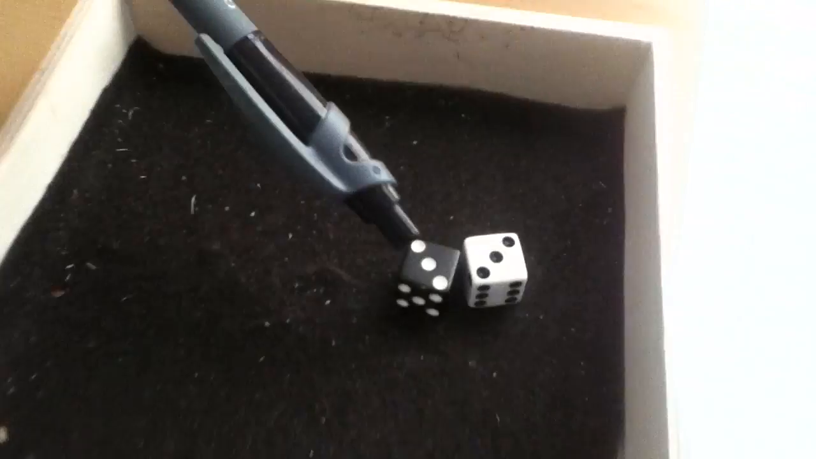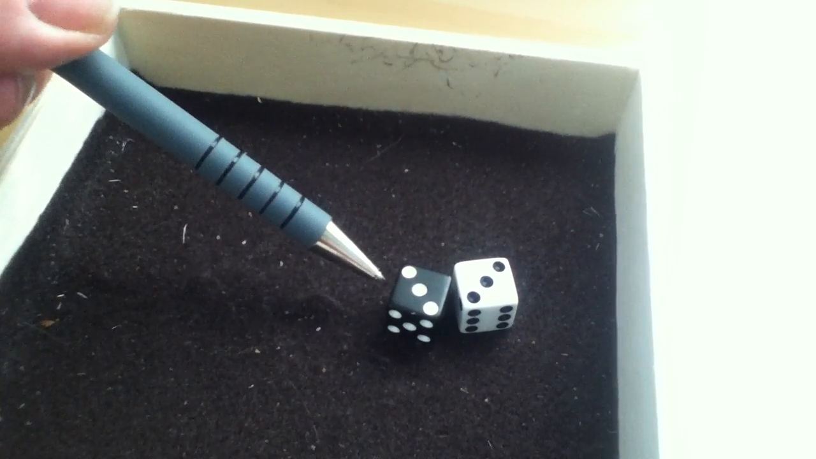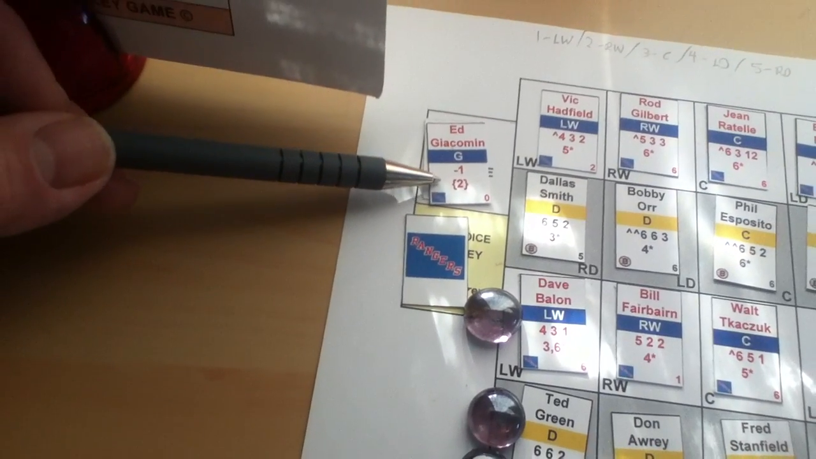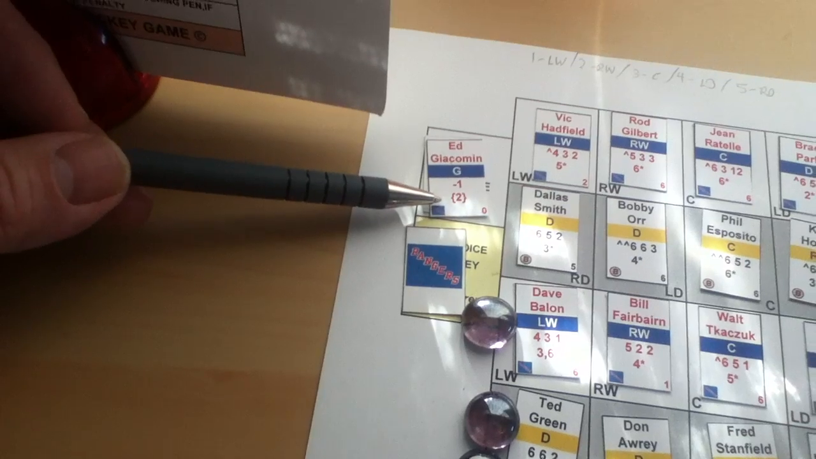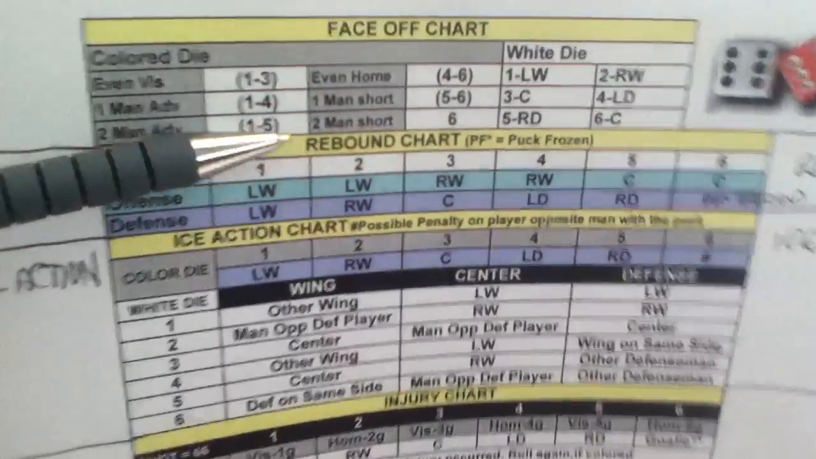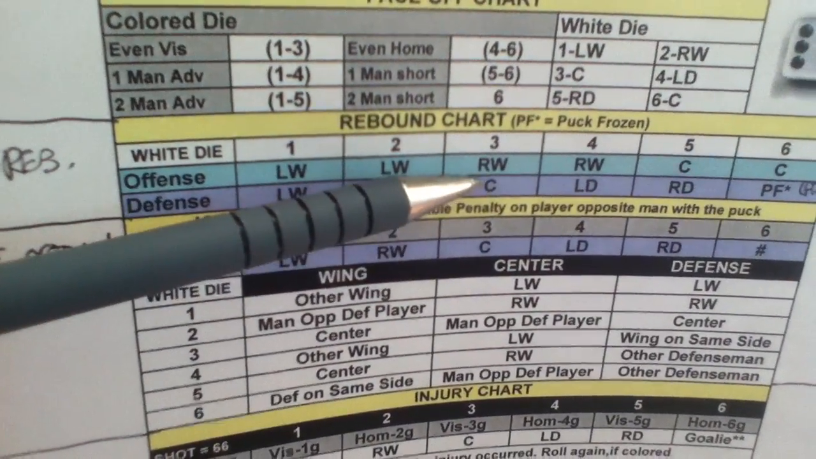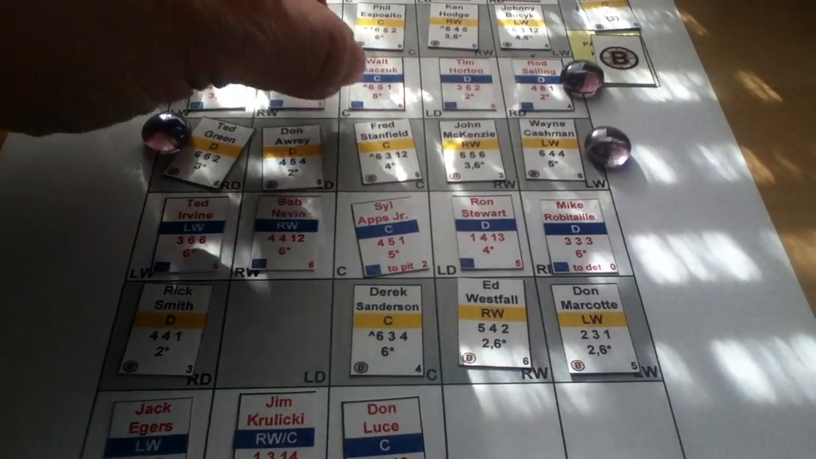So you look at the value of the black die, which is 3, and you compare that with the rebound rating. If the black die is greater than the rebound rating, then that means the defense has the rebound. So you look at the white die to see who the player is on the rebound chart, and the white die is 3. You look on the defensive row, and it's the center. The defensive center has the puck. So that's Walt Tkachuk.